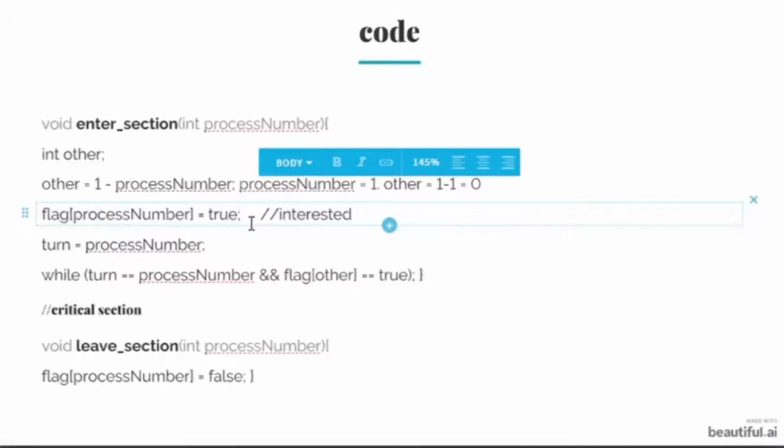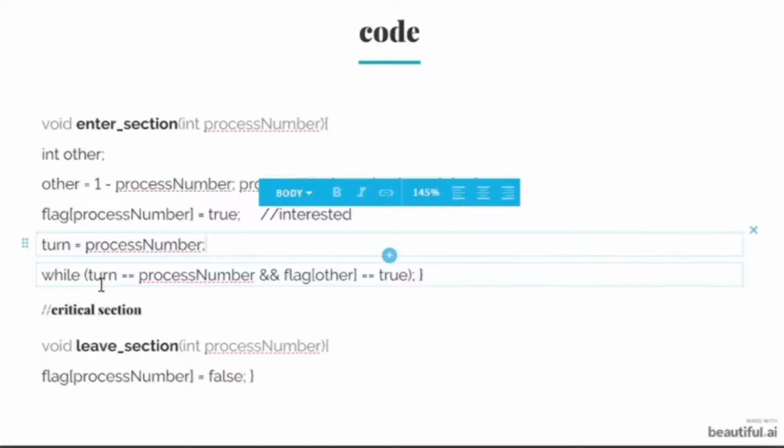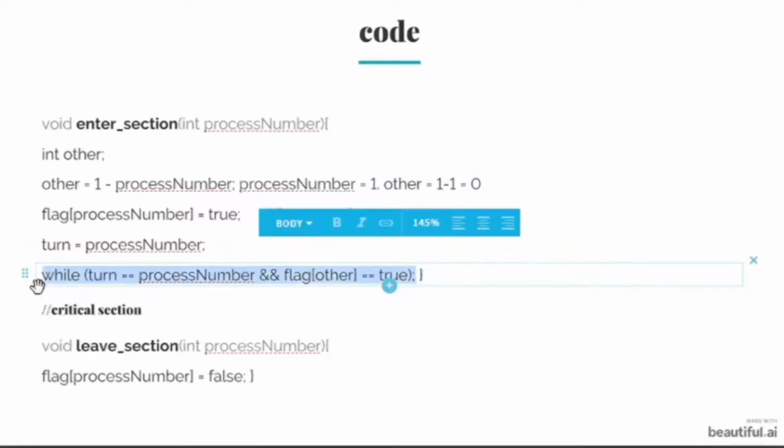So after we find the other process number, we set the flag at the index of the process number to true. So what does this mean? This means that this process is interested, this process wants to enter its critical section. And then after that, we set the turn to the other process number. And here is the interesting part. We've seen this part before in the strict alternation code, the while loop with nobody. So this while loop just keeps checking the conditions, and if the conditions are true, it just sits there doing nothing, and that's what we call busy waiting.